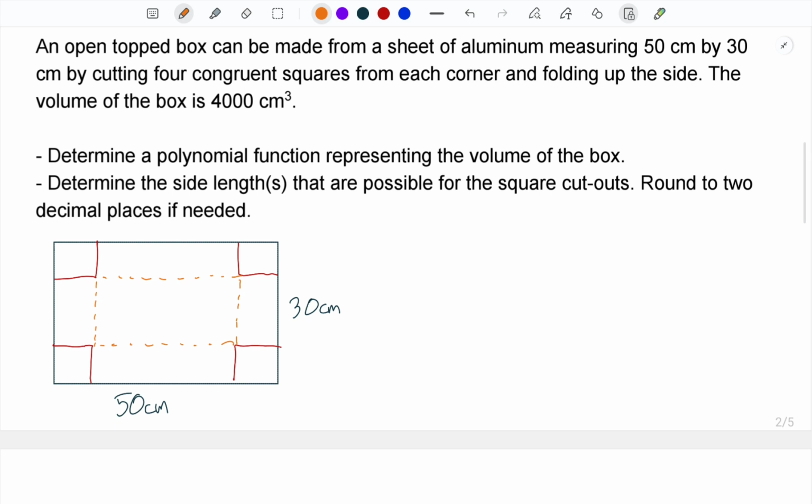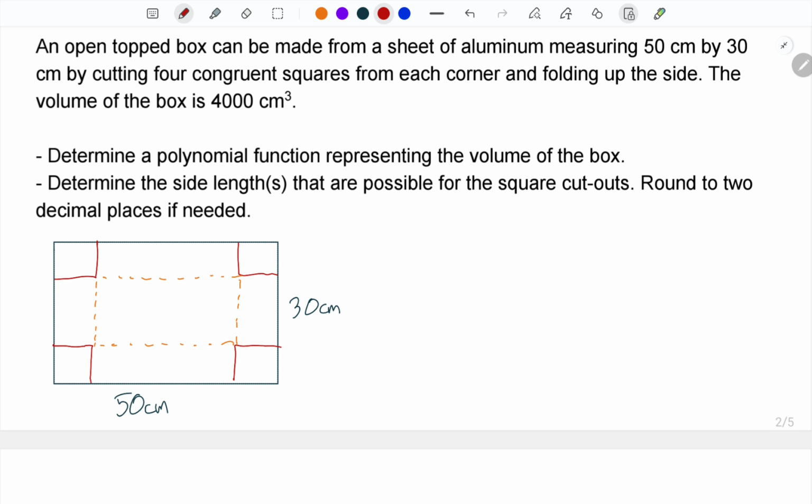So that's how we're creating this box, and we know that the volume of this box is going to be 4,000 centimeters cubed. So what we need to do is we just need to figure out, well, what is the polynomial function that represents this volume, and then how do I create this box? What are the side lengths that I need to cut out?